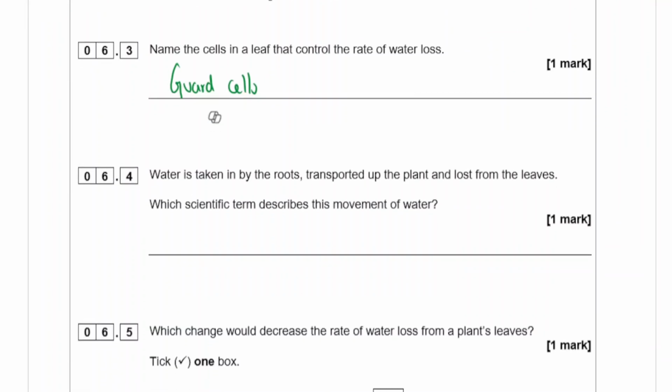Water is taken in by the roots, transported up the plant and lost from the leaves. Which scientific term describes this movement of water? That would be the transpiration stream. Now, you can't say just simply transpiration. You have to say transpiration stream.